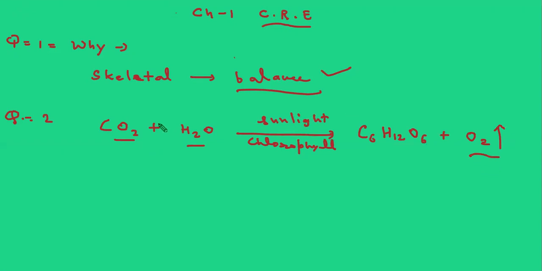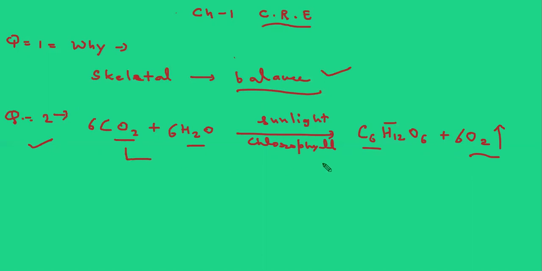So how can we balance them? It is C6 now, so we directly have to multiply by 6. Here it is H12, so we can write 6 here so that it becomes 12. And of course here oxygen is 18, so to balance that we have to write 6 here, so that it also becomes 18 oxygen. So now this reaction is completely balanced, yes or no? So this is the complete reaction of photosynthesis.